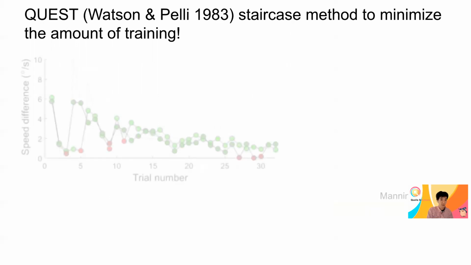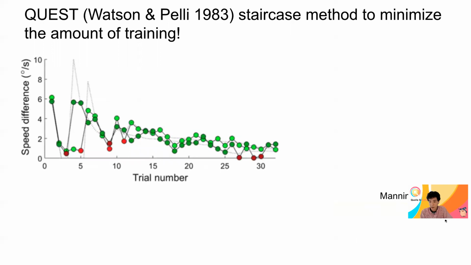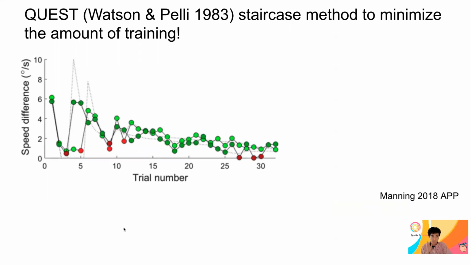What is this QUEST method? So it's just a relatively simple kind of idea. When you make a correct judgment, the task becomes more difficult. And if you make a mistake, it becomes easier. And you may be familiar with this kind of thing in a quiz, right?